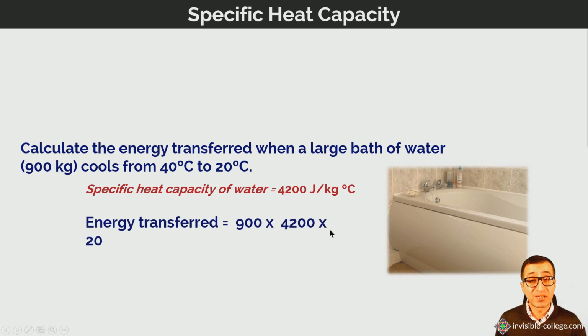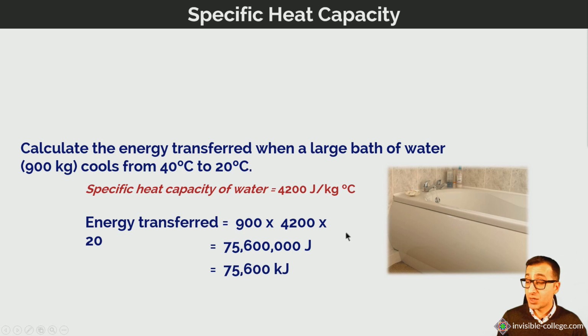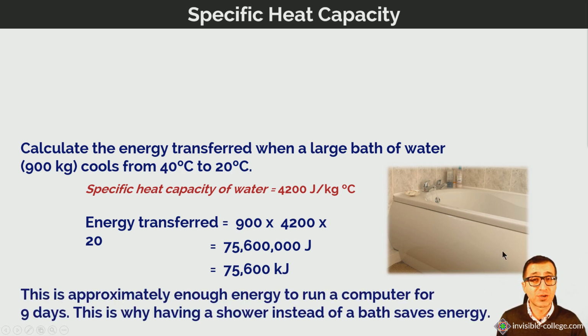And we get 75,600,000 joules. So this is 75,600 kilojoules. So this is a huge amount of energy. This is approximately enough energy to run a computer for about 9 days. So this not only shows us the enormously high specific heat capacity of water, it also tells us why it's more economical to have a shower rather than a bath on average.